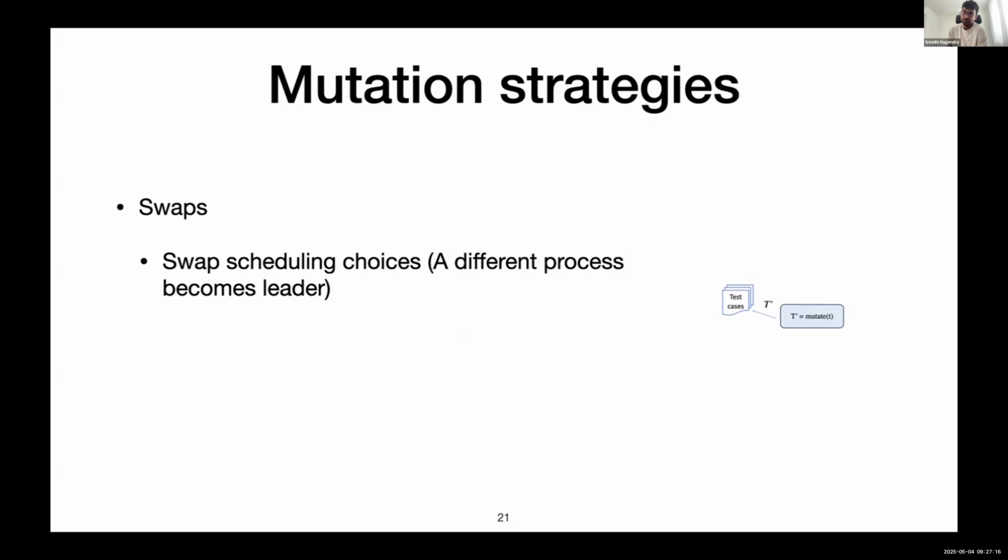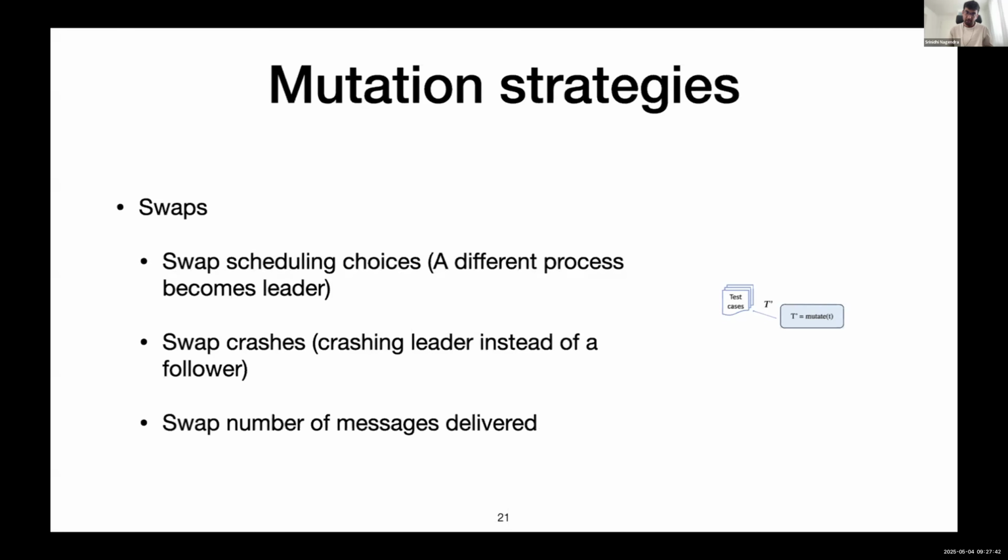Basically, what we do is we swap scheduling choices. So if you had deliver P1 followed by deliver P2, you swap them to say deliver P2 followed by deliver P1. This is one possible swap that gives us a new input and likely gives us a new state. You can swap crashes. Instead of crashing a follower, you might crash the leader, and this might give you a new state. That's the intuition here. Or you can swap how many messages are delivered per process. In our experience, these swapping mutations worked out really well. They were able to give us good results on exploring new states.